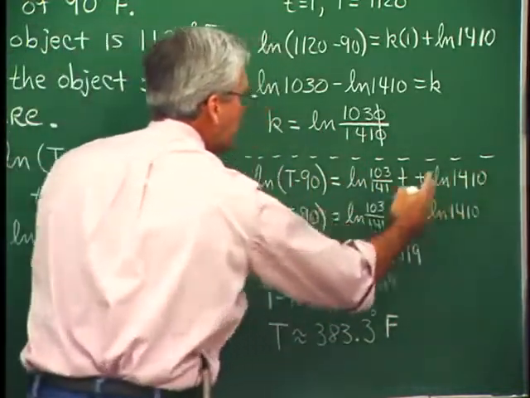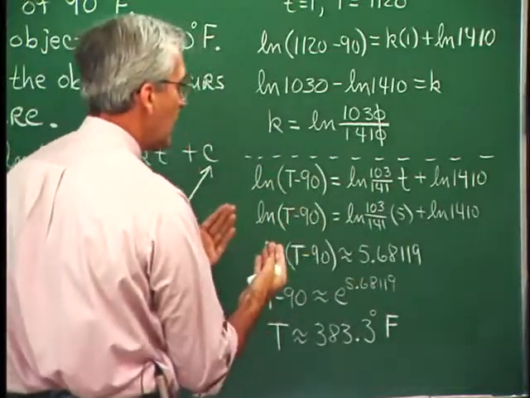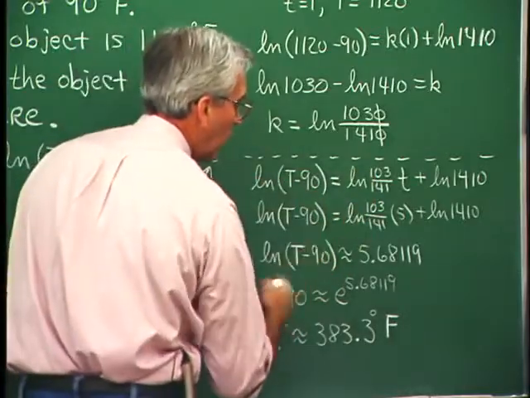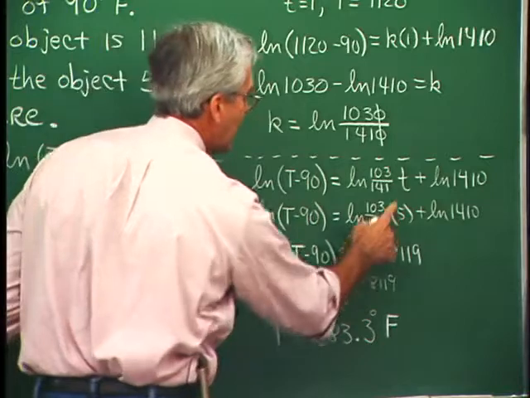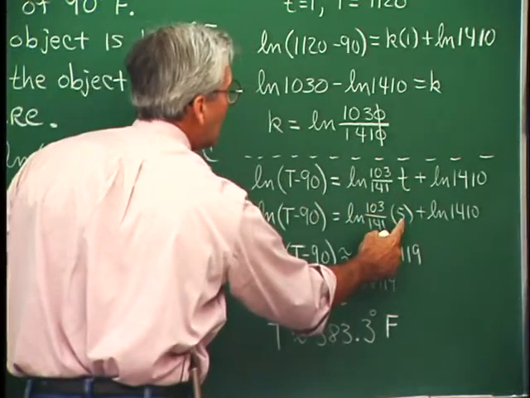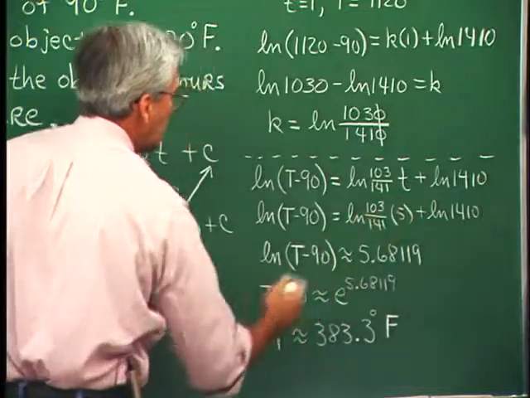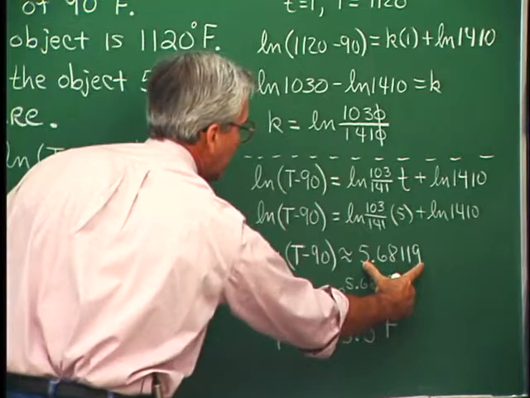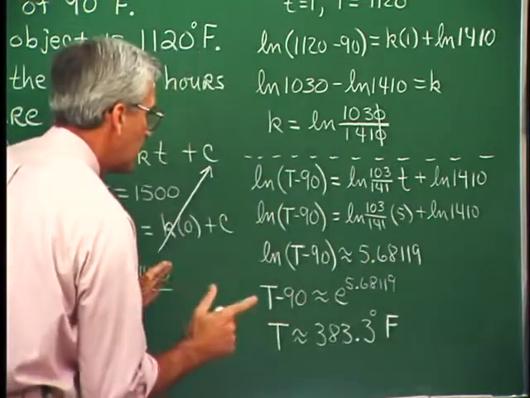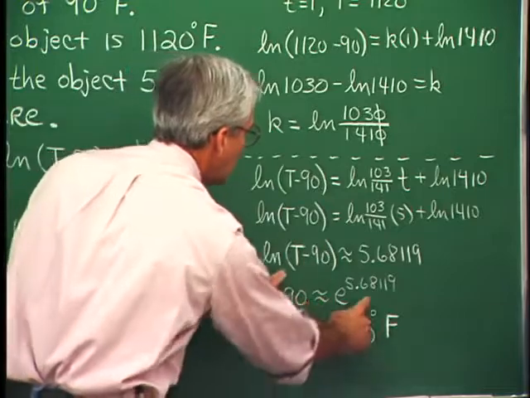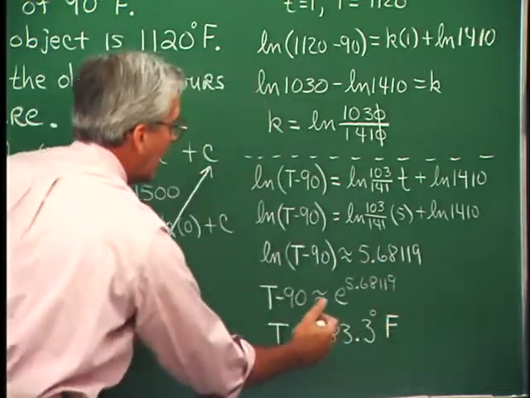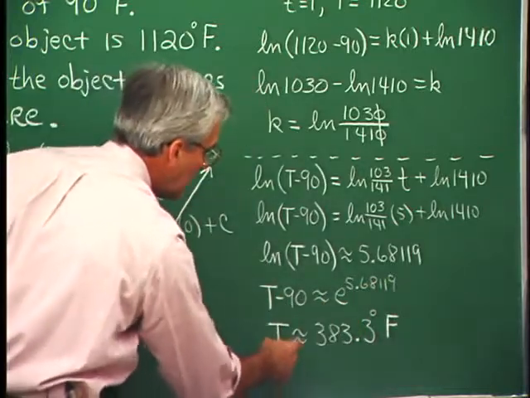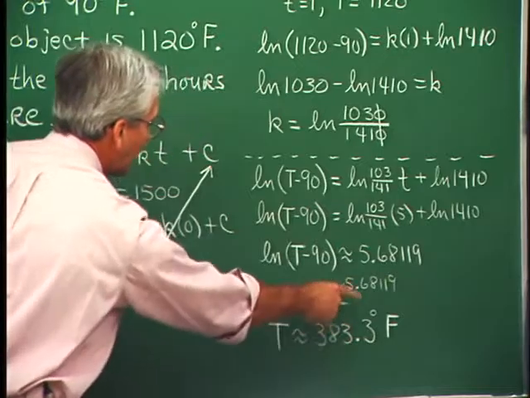And at this point we can use this to calculate the temperature of the object at any point in time in the future. And our problem requested that we find the temperature of the object after 5 hours. So we let the t for time be replaced with 5 and we evaluate. So this side becomes, just punching the calculator, approximately 5.68119, and now we go into the exponential form. The T minus 90 is equal to e to this exponent, and then evaluating this and adding 90, we find the temperature of the object after 5 hours to be approximately 383.3 degrees Fahrenheit.